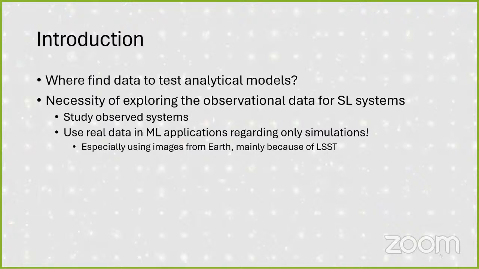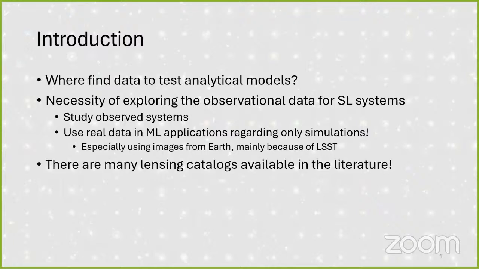For this database, we're mainly focused on images from Earth, mainly because of the LSST. And this is our main motivation, because if you look at the data available, you might find high resolution for many strong lens systems from Hubble Space Telescope and from James Webb, starting from last year. But images from Earth with really good quality, we're still lacking this data.